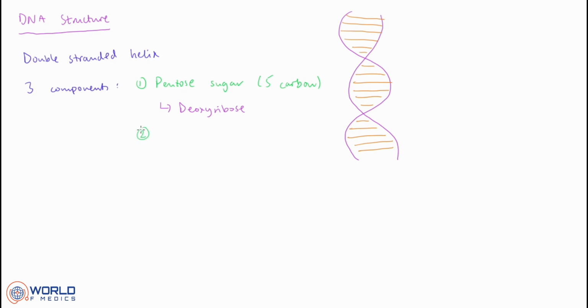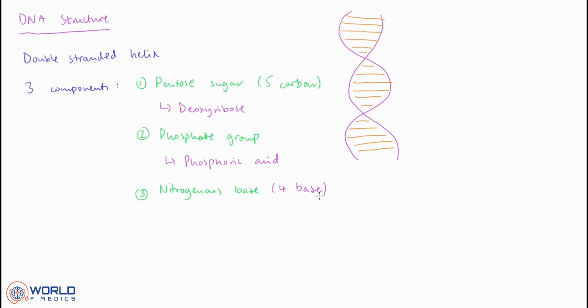Now, the second component is something called your phosphate group. And in the context of DNA, this is going to be your phosphoric acid. So phosphoric acid is your phosphate group within DNA. And the third component within DNA is something called a nitrogenous base. And there are 4 different bases within DNA.